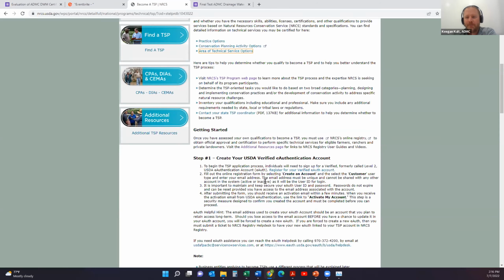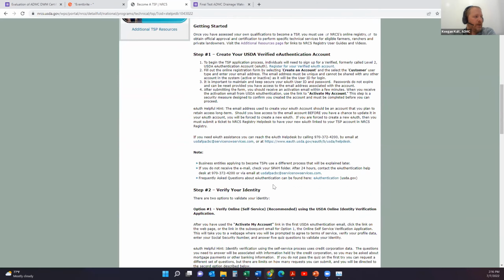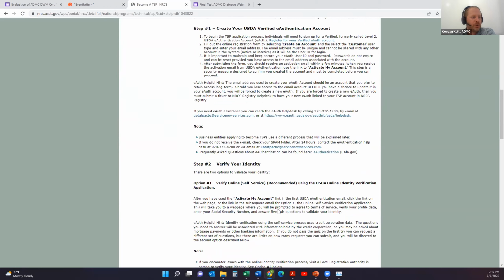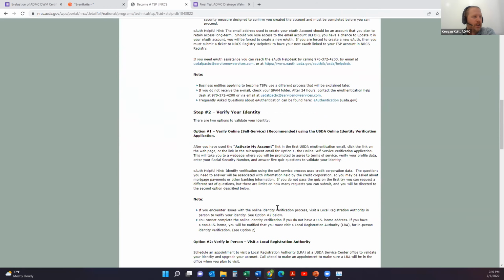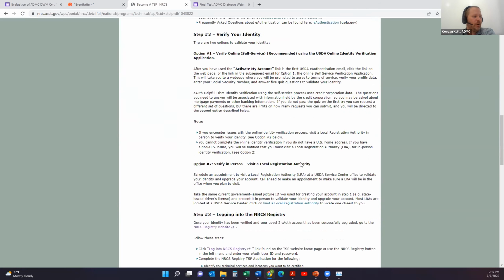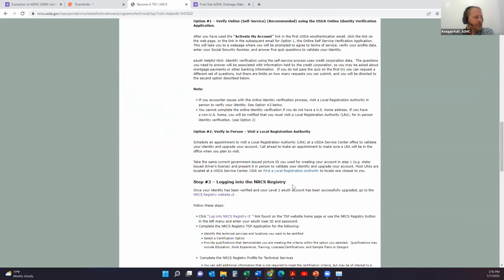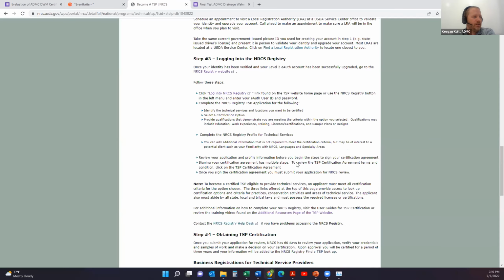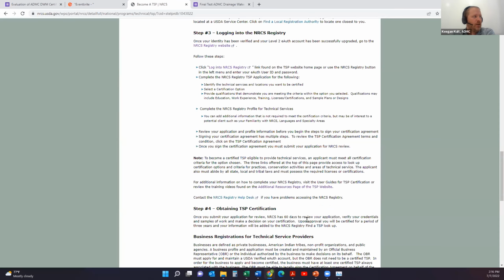And once again, if there's anybody from NRCS that wants to chime in on this, feel free to do so. You can set that up. You can actually verify your account online yourself. You used to have to go into a service center and verify your identity basically, so you could get access to the eLearn. But now you can do that from the comfort of your home, or you can go to an NRCS office to do that. And it'll give you some instructions of how to obtain the TSP certification. There'll be a manual that I'll include in the binder with this class.